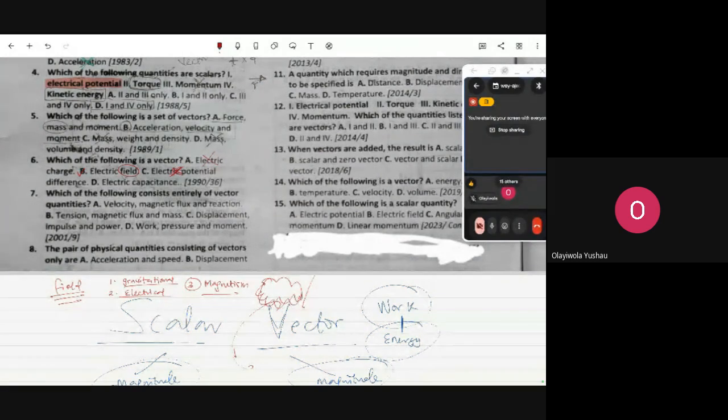Now, electric capacitance. When we say electric capacitance, it's very easy. It has nothing to do with direction. So you might want to add this to your list of scalar quantities, because this one is scalar.